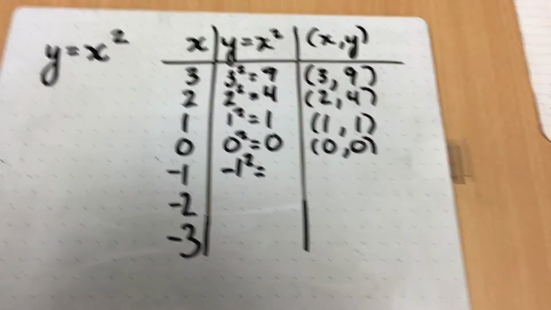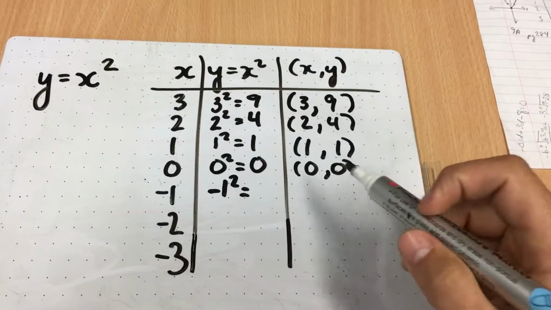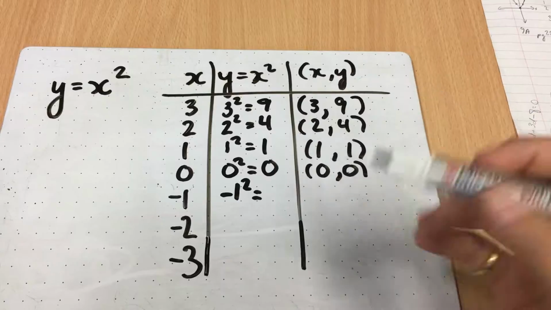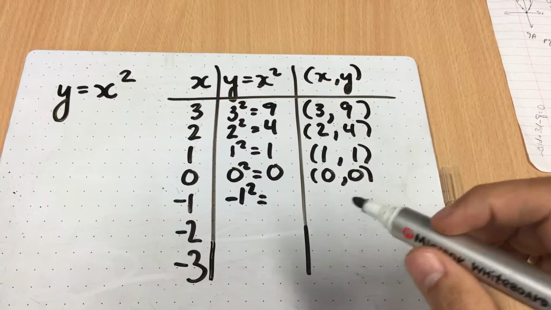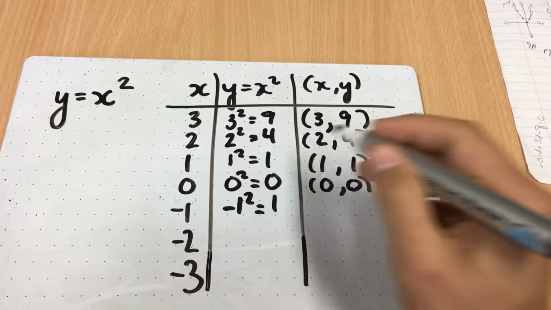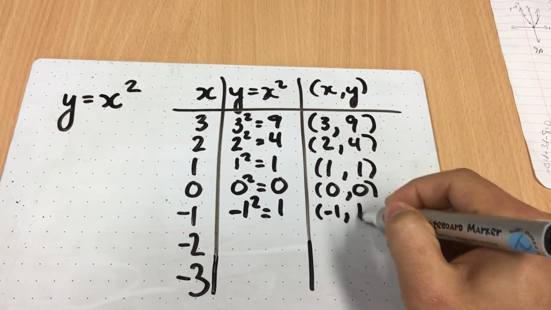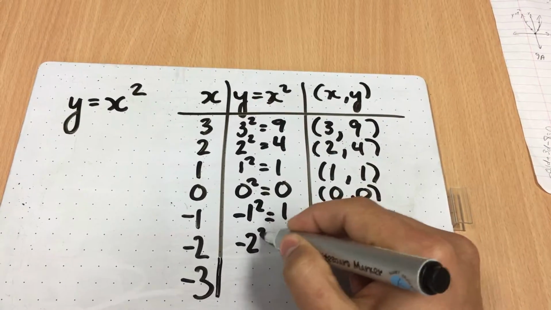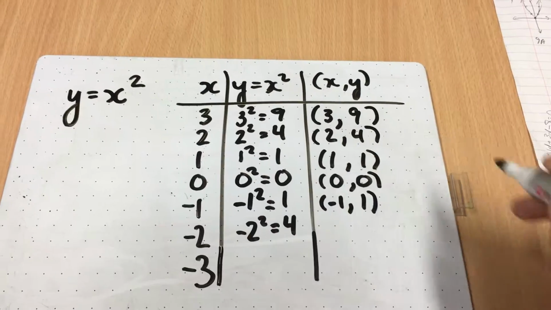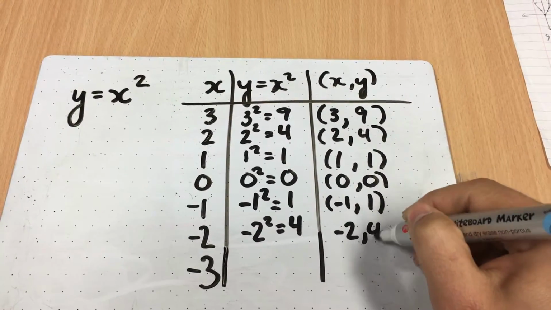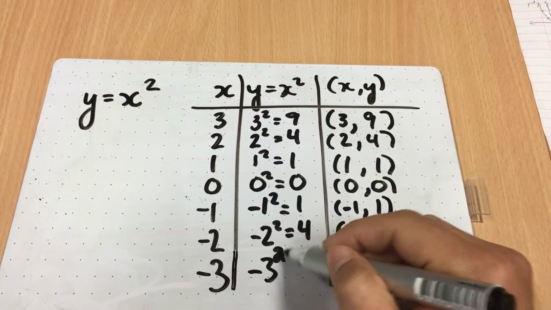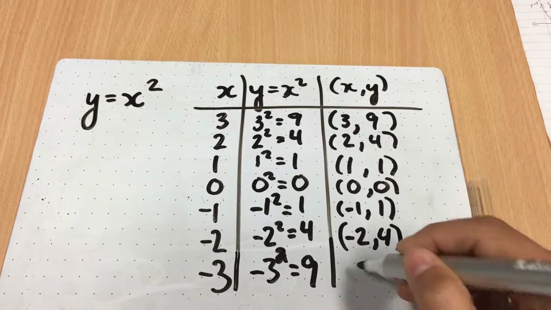Ooh, what do you think this one is? Negative 1 squared. Well, if we write it out, negative 1 times negative 1, two negatives times each other, they cancel out. So that equals a positive. So we got negative 1 and 1. Negative 2 squared, same thing. Two negatives times each other is a positive. So we get a 4. And negative 3 squared is 9.